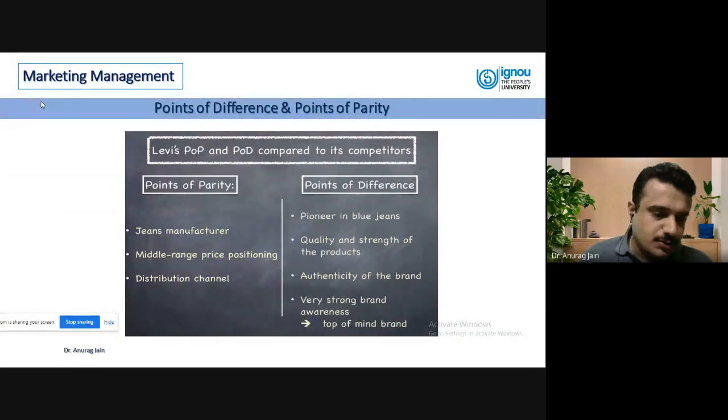So if you want your product or brand, as I'm using both the terms together here, to have an exceptional performance in the market, you should have good enough points of difference along with certain points of parity, and this will help you to have a strong brand presence in whatever market in which you are competing. I hope this is pretty clear to you.